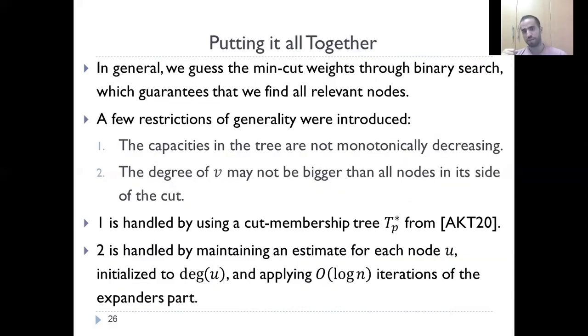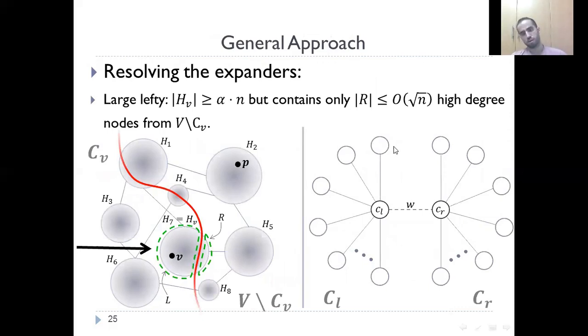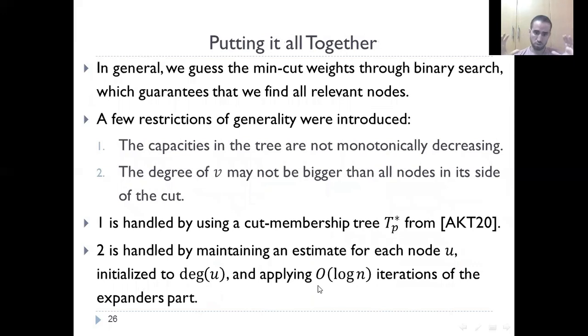And the way to handle it is by maintaining an estimate for each node U, which is initialized to the degree, and then applying a few iterations, log n iterations, of the expander part so that it goes down and down and down until it gets to the actual true value. Now, in this case, we can see that the values that are initialized to be the degrees are correct for all of the leaves and will remain correct. But for CL, it starts with a degree and then goes down until it gets to the actual value that we're looking for. And more generally, the leaves are going to be correct immediately for the tree. And then each time the correctness will expand throughout the tree till it gets to all of the nodes.